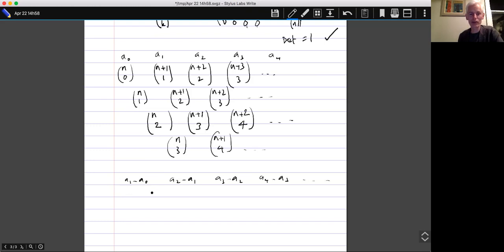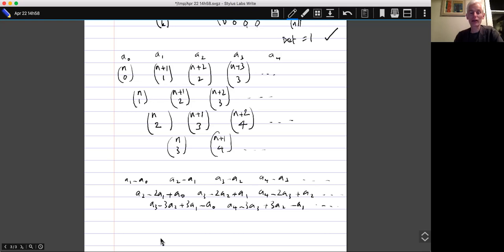The third row is got by taking this minus this, which will be A2 minus 2A1 plus A0, A3 minus 2A2 plus A1, A4 minus 2A3 plus A2, and so on. The fourth row, I won't go much further than this, but it'll be A3 minus 3A2 plus 3A1 minus A0, A4 minus 3A3 plus 3A2 minus A1, and so on.